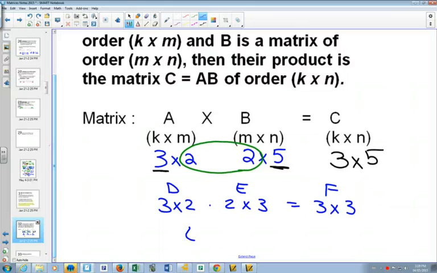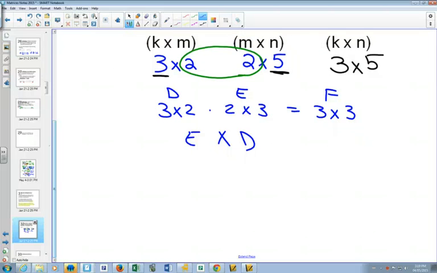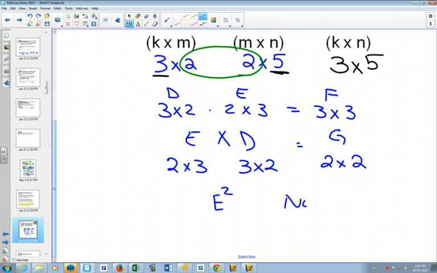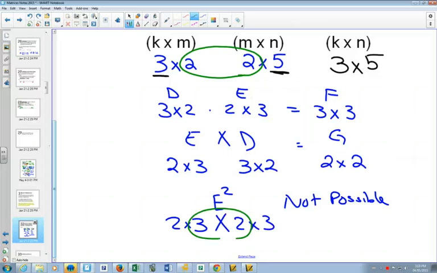But if you multiplied E times D, it's still possible to do because our middle numbers are still the same. But now we're going to get a new answer that's different because it's going to be a 2 by 2 matrix. Not going to be the same. And if you tried to do something like E squared, it would not be possible because this is a 2 by 3 multiplied by another 2 by 3, and these middle numbers are not the same, so it wouldn't be possible.